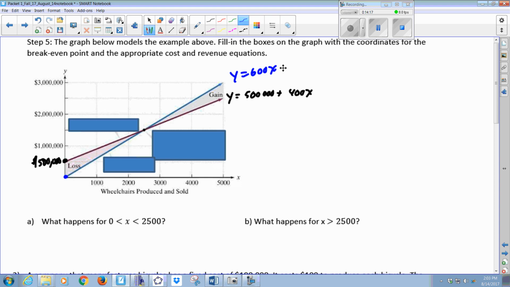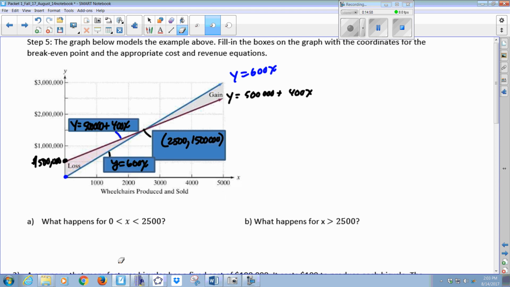Okay, so this box here is referring, you see the little line right here, to the cost equation. So you'd put in that box y equals 500,000 plus 400x. And this box refers to the intersection point, which is 2,500, comma 1,500,000. And then this box is referring to the blue line, which is your revenue. So there are the two equations for the lines, and then your break-even point.